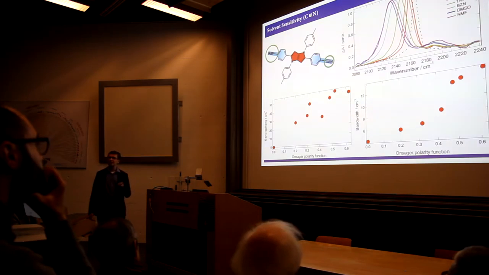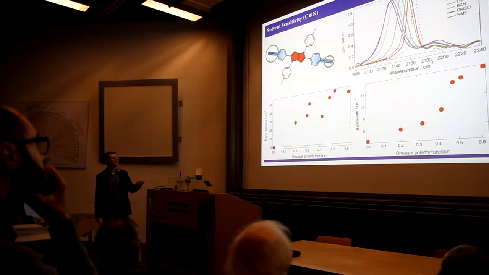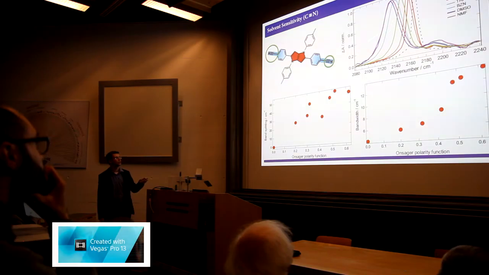However, it doesn't mean that asymmetry is not proportional to polarity anymore. In this case, asymmetry can be expressed as a splitting between these two bands. So the higher the polarity, the higher the splitting between these two bands, and in fact the bandwidth is also rising.